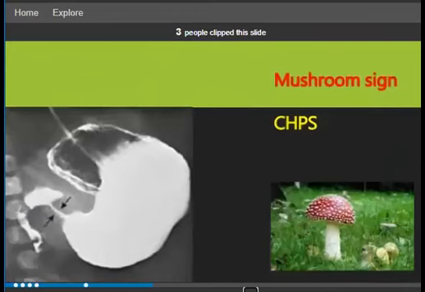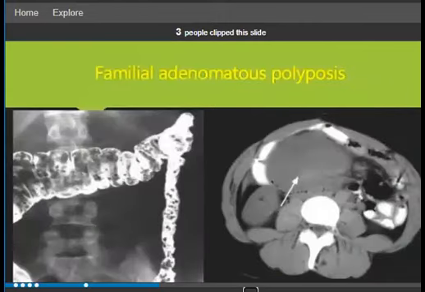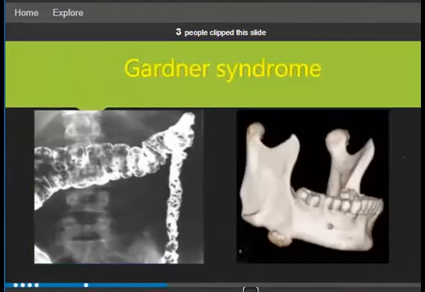Mushroom sign, who likes mushroom? So this is CHIPS, congenital hypertrophic pyloric stenosis. Familial adenomatous polyposis, okay, and you can see, yeah? Desmoid. Okay, desmoid, perfect, yes. Nice. So what was the disease with desmoid? You remember? We mentioned it. What was it? Gardner. Nice.